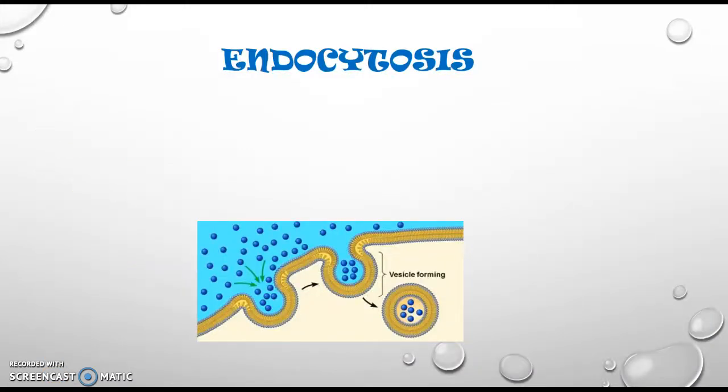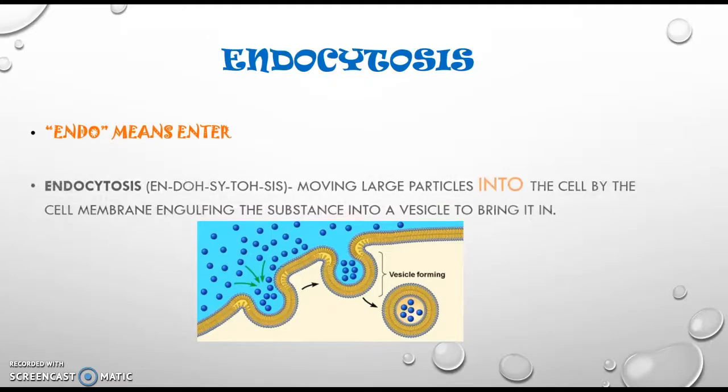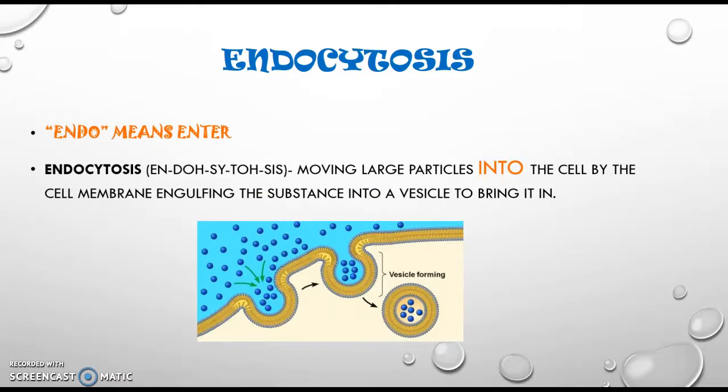The next type of active transport that we're going to talk about is endocytosis. This is an example of bulk transport. Endo means enter, and endocytosis is when the cell is moving large particles into the cell by the cell membrane engulfing the substance into a vesicle to bring it inside. So here we have the outside of the cell, and we have these molecules. The cell membrane wants these molecules, and so it will form a vesicle around these molecules, and then it will bring it into the cell. Then that vesicle can go to wherever it is needed in the cell.